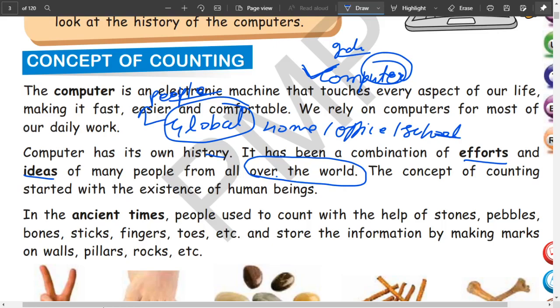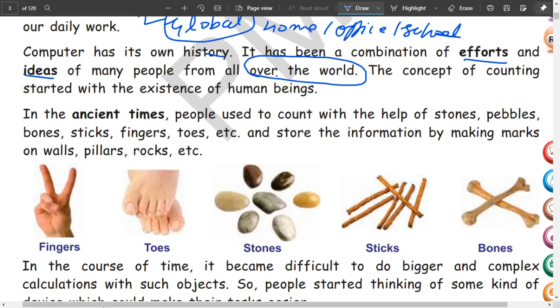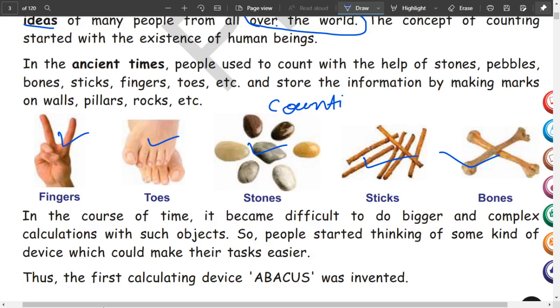In ancient times, people used to count with the help of stones, pebbles, bones, sticks, fingers, toes, etc. They stored information by making marks on walls, pillars, rocks, etc. So they used fingers, toes, stones, sticks and bones for counting purposes. And they used to write on walls so that they could remember things.